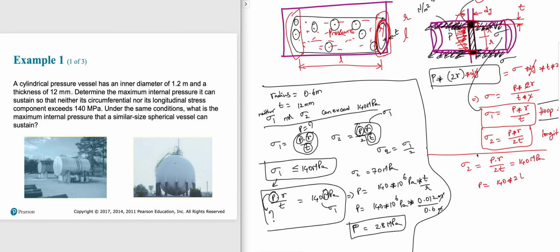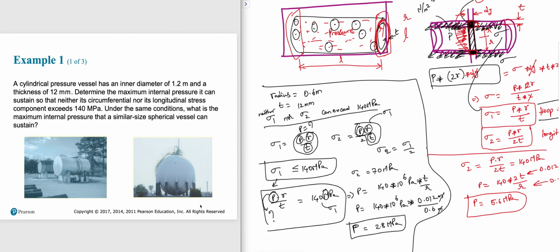So everything being the same, except you have this extra number 2. So basically P should get 5.6 megapascal. If you substitute T equal to 0.012 meter and radius equal to 0.6 meter, you should get 5.6 megapascal. So if you take the same material but make it spherical shape, you can withstand high pressure. If you take the same material but make it cylindrical, it can withstand only 2.8 megapascal.